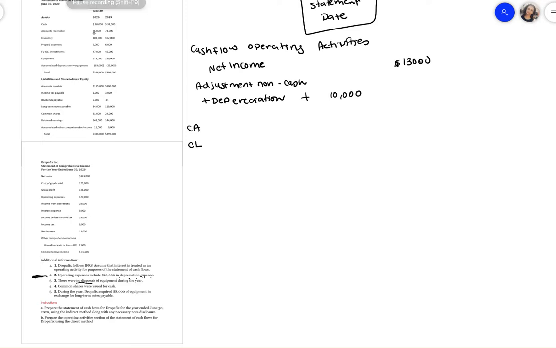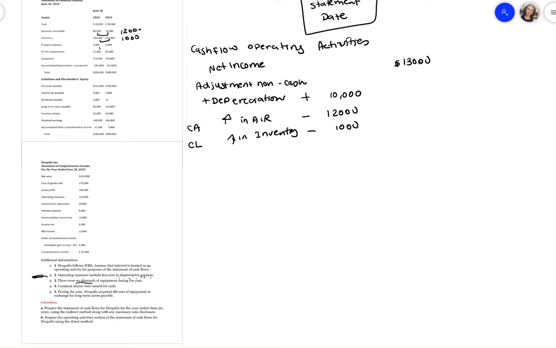So the first one, you're going to look at your accounts receivable. The difference between both is 12,000, and then we have to look at it as an increase or a decrease. In this case, it is an increase in accounts receivable. If it's an increase, you minus the 12,000. Our next one is your inventory. What happened to your inventory? The difference is 1,000, and it is also an increase in inventory. So we need to adjust it for $1,000.